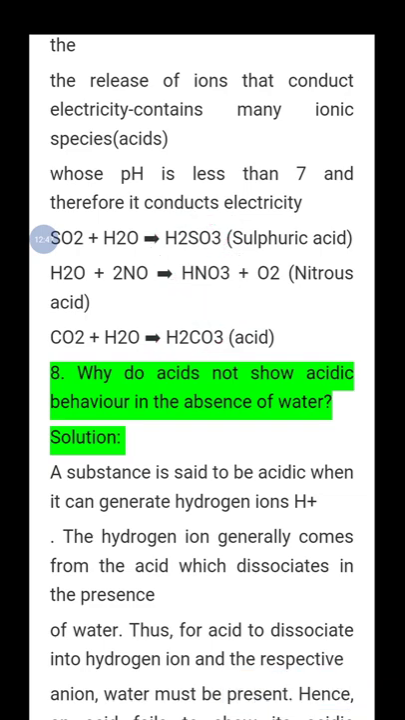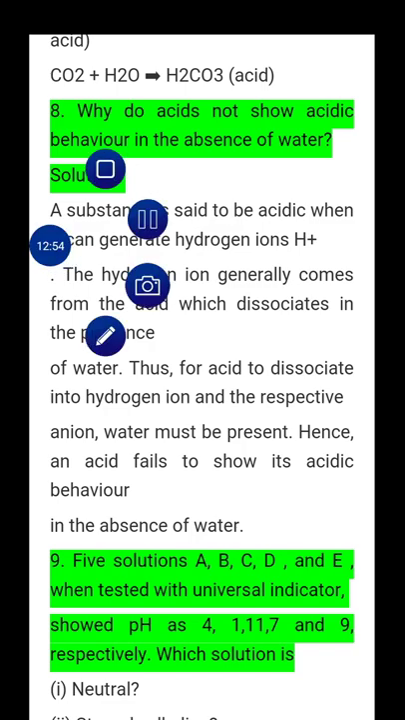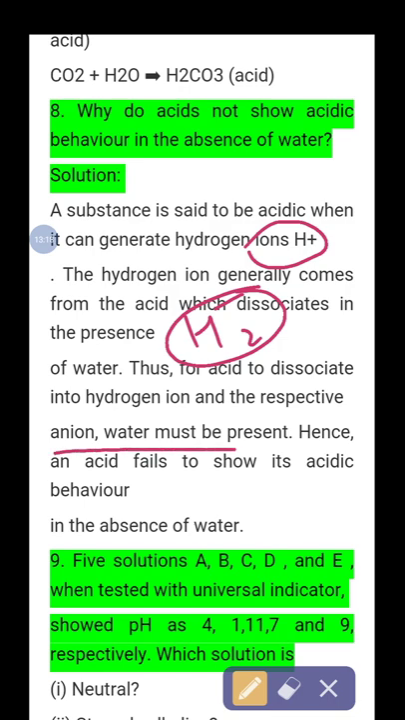Now come to the next question. Why do acids not show acidic behavior in the absence of water? A substance is said to be acidic when it can generate hydrogen ions. The hydrogen ion generally comes from an acid which dissociates in the presence of water. Thus, for the acid to dissociate into hydrogen ion and anion, water must be present.